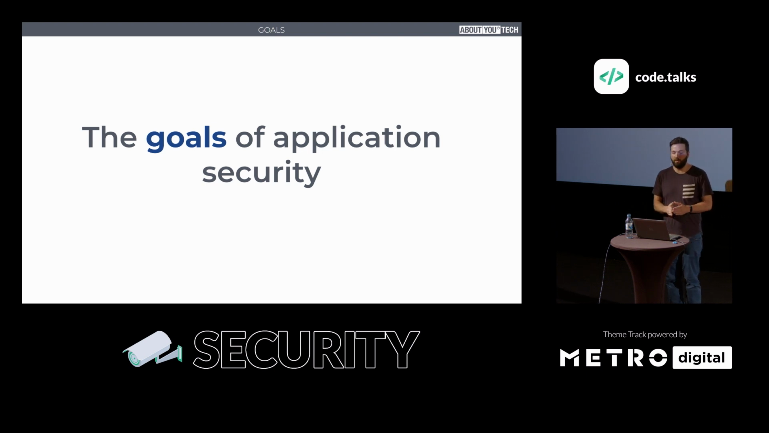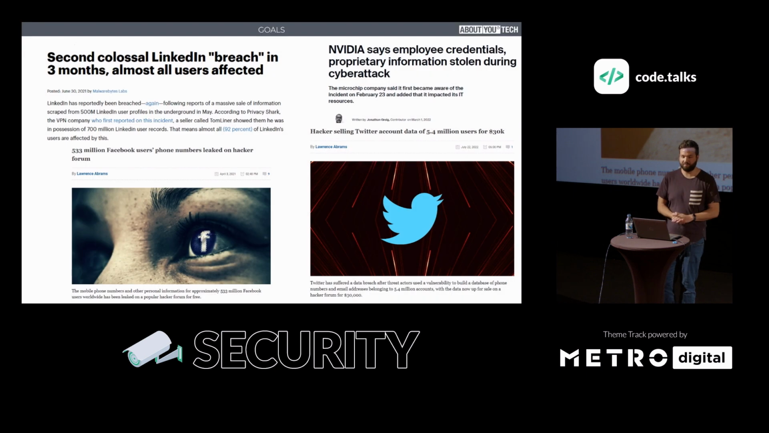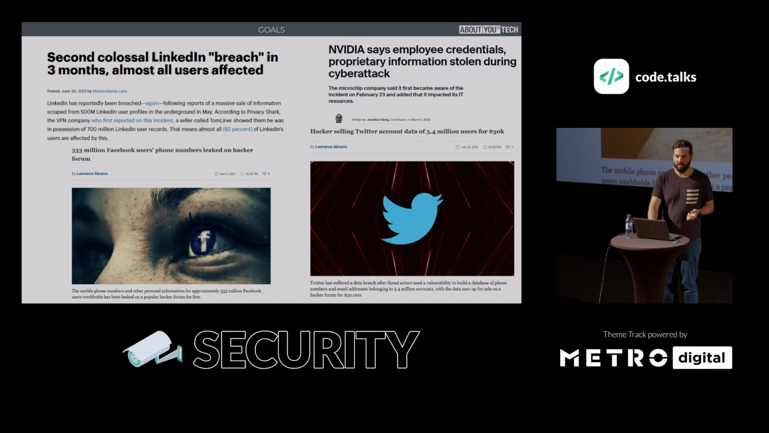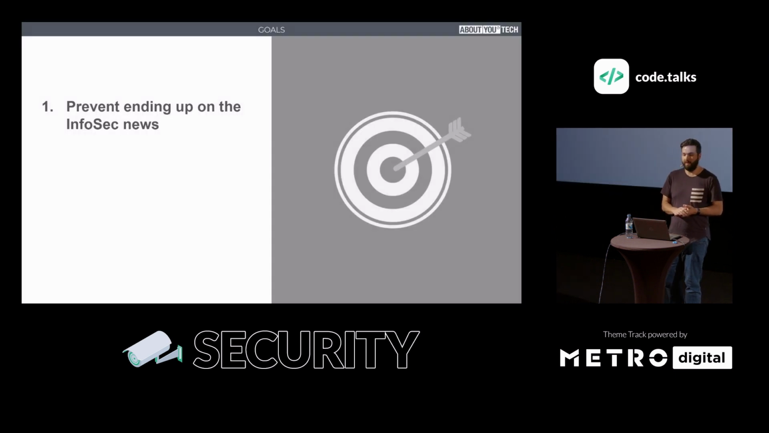And there's one goal above everything, and that is to avoid this. These are articles about 4 well-known companies that had public security issues in the last 3 years. While it may not be the end for these companies, it may come at high costs. So users may trust these companies less, investors may lose their trust as well, and there may be fines, lawsuits, compensational costs, and so on. So number one goal is to prevent ending up on the InfoSec news.